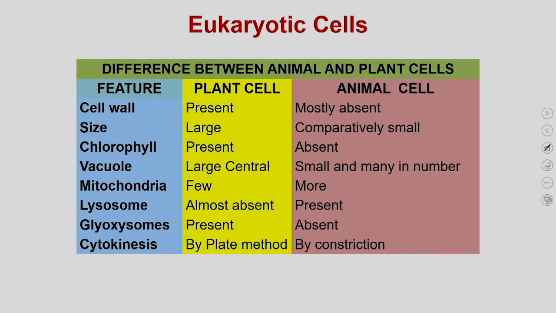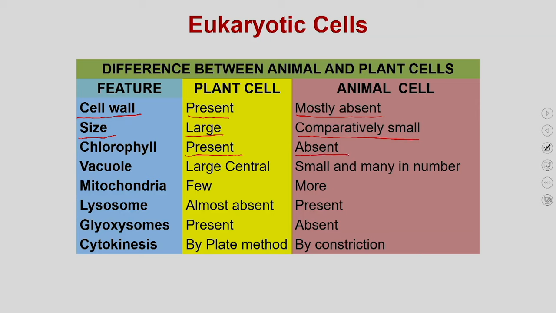One of the major differences is the cell wall. The cell wall is present in the plant cell, whereas it is completely absent in the animal cell, except there are a few exceptions where the animal cell also contains a cell wall. Mostly the plant cells are very large. You might have seen the large leaves and the cells which are present in the leaves. Compared to the plant cell, the animal cells are relatively smaller. As I discussed in the previous slide, the chlorophyll is present in the plant cells, whereas it is absent in the animal cell.